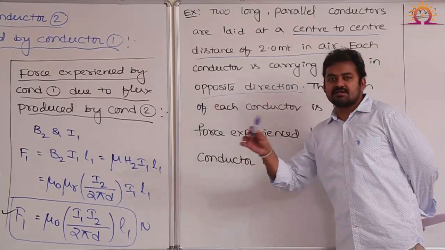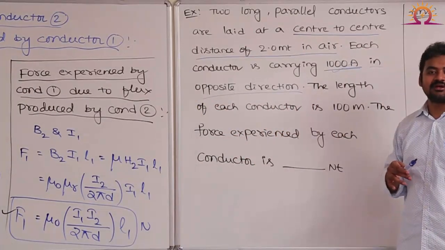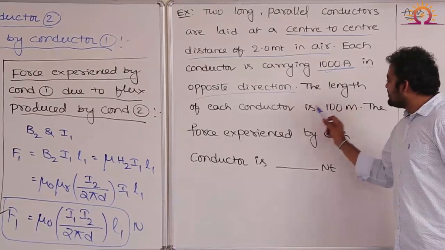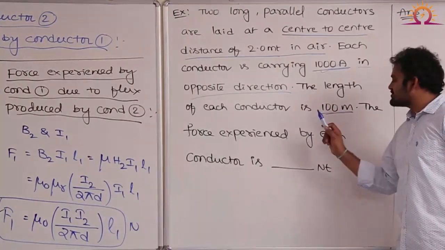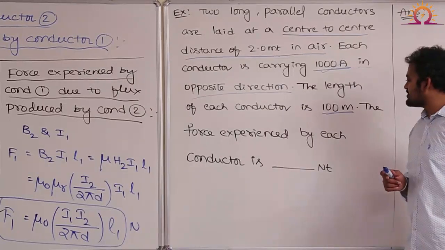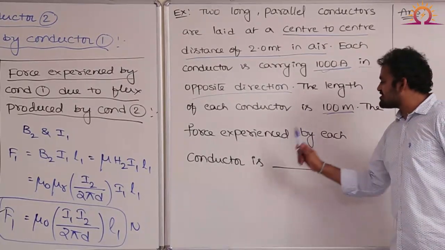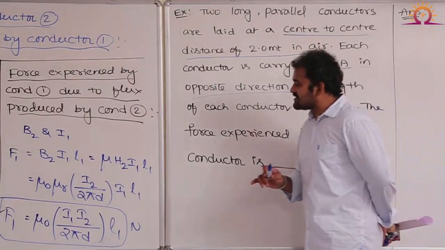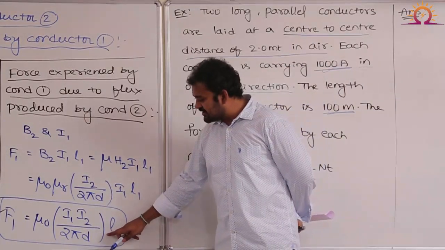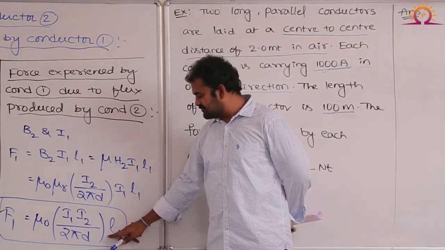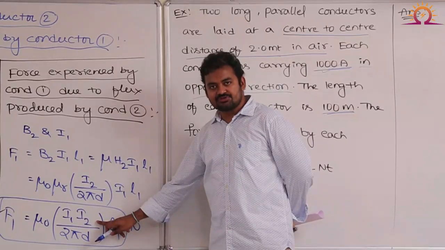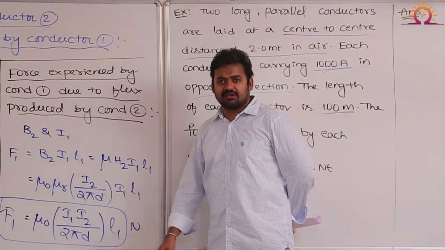So if conductors are carrying current in opposite direction, they will experience a force of repulsion, right? The length of each conductor is 100 meters. The force experienced by each conductor is how much is the question. Just now we discussed the force experienced by each conductor in air medium if they are carrying current through them. The same formula I will use so that I can calculate the magnitude of force.